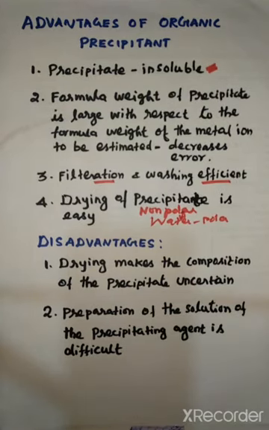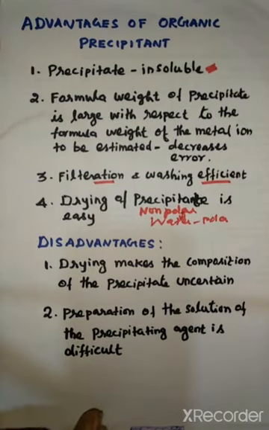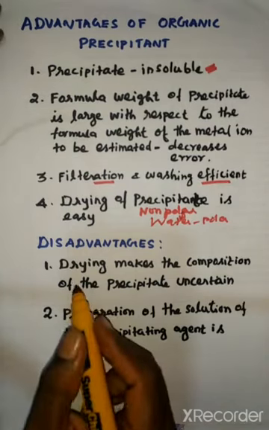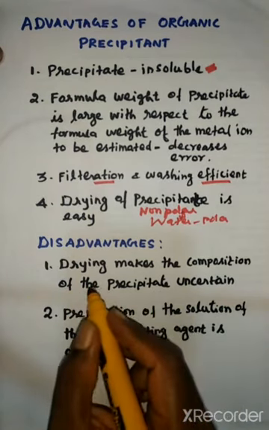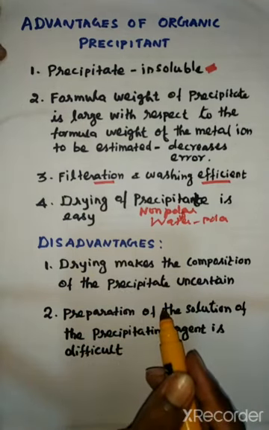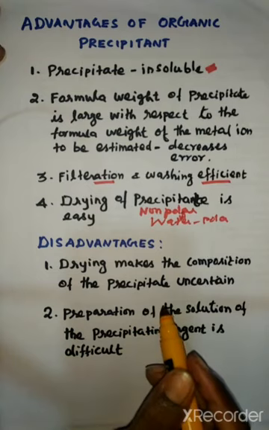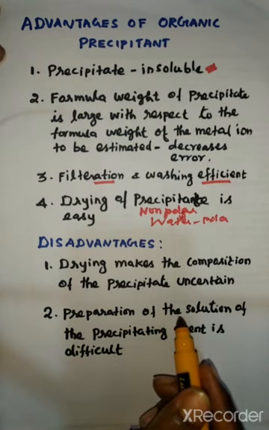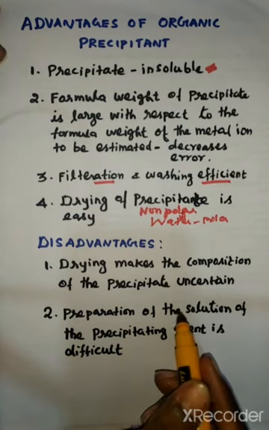Even though the organic precipitant has advantages as a precipitant, it has some disadvantages too. They are here. Drying makes the composition of the precipitate uncertain. What happens here? Drying makes the composition of the precipitate uncertain. How does it happen? When the organic substances are decomposed or volatile on heating.